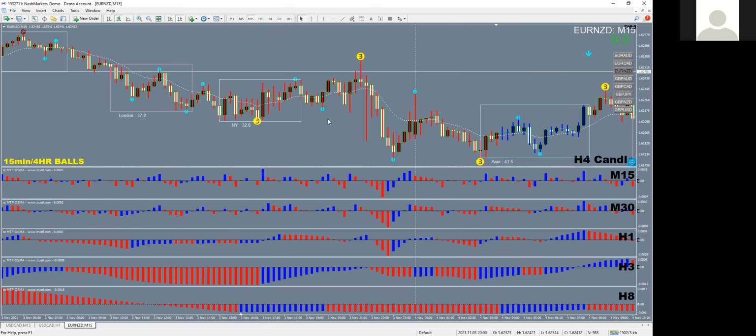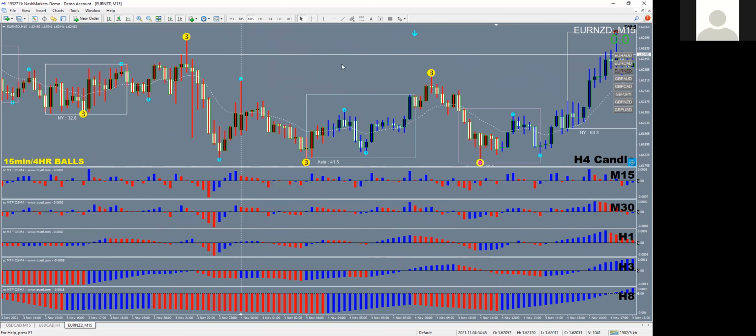Great. And if you're not sure what the balls mean, you put a line there and just go to your higher time frame to verify. You'll figure it out that way.